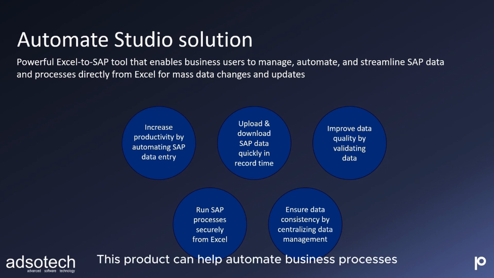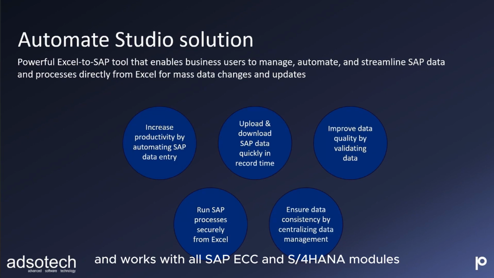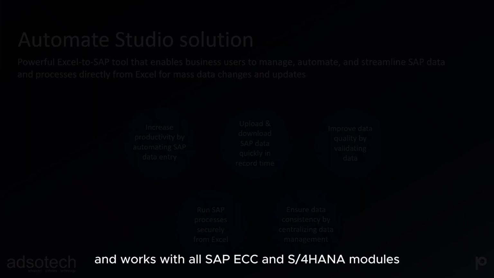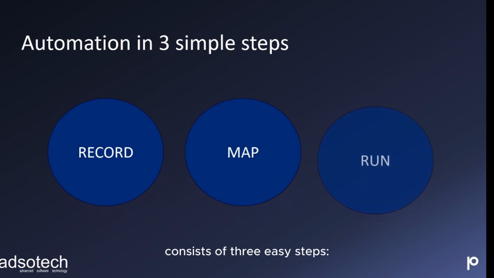This product can help automate business processes involving both master and transactional data and works with all SAP ECC and S/4HANA modules. The automation process with Automate Studio consists of 3 easy steps: record, map, and run.